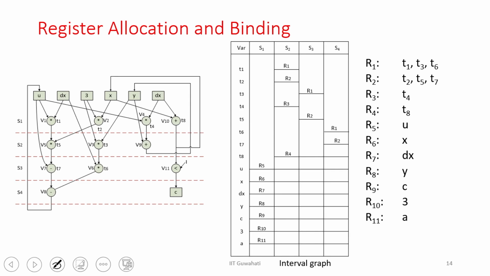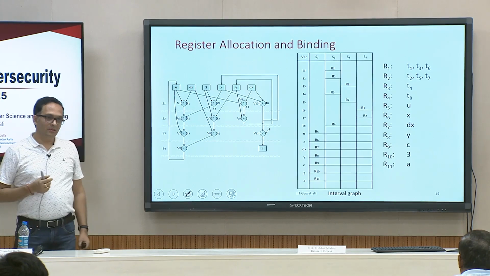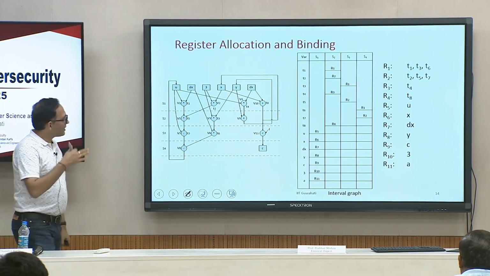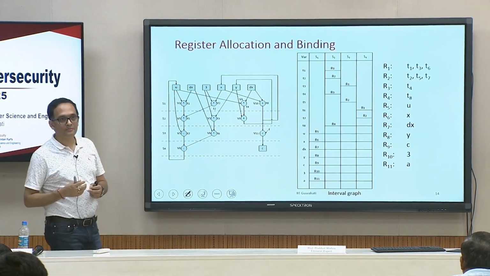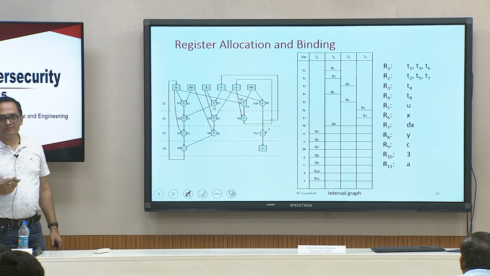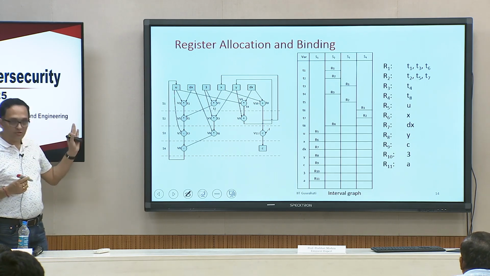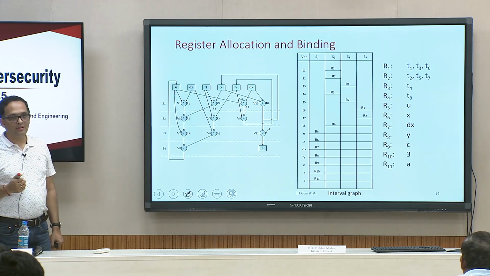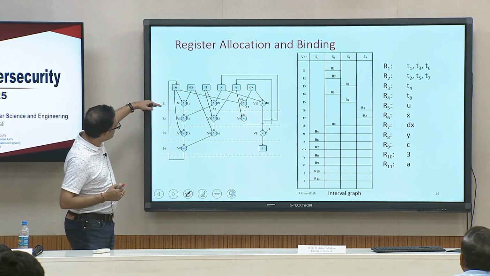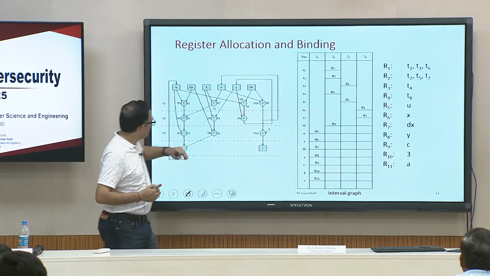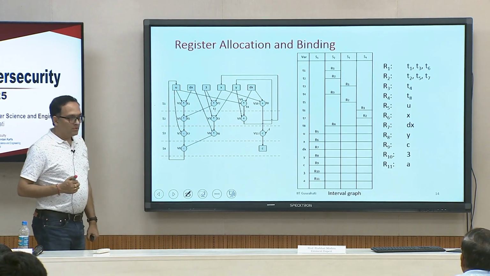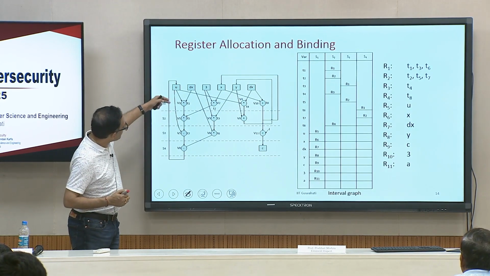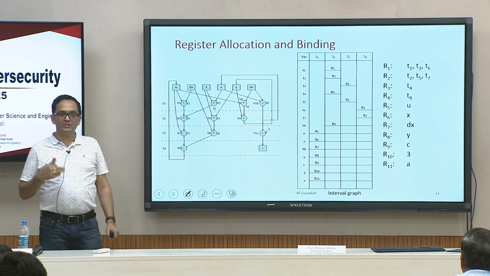When can I use the same multiplier to do more than one operation? Any idea from anybody on how I can use a multiplier to do two multiplication operations? Anyone? Some intuition should come, you should tell me. If this is my schedule, I am saying that these four operations are going to happen in clock 1, and these three operations are going to happen in clock 2. So, can I do the operations of clock 1 and clock 2 with the same multiplier?